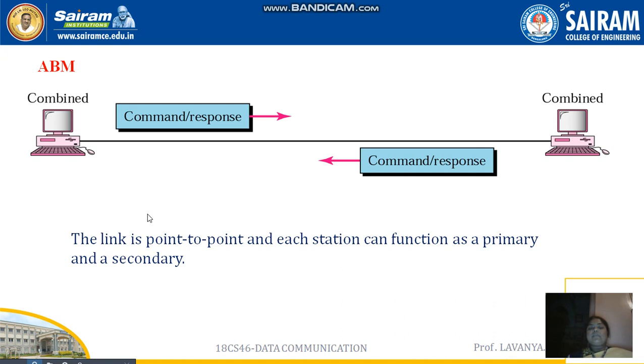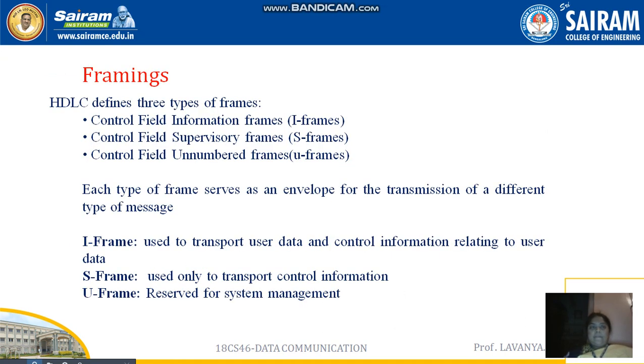This means the link is point to point, and each station can function as primary and secondary. Both devices act as a primary device and a secondary device in one single connection. The next method is framing. As I told in every topic in this module, framing is nothing but managing the data units. Here is how the frames work.